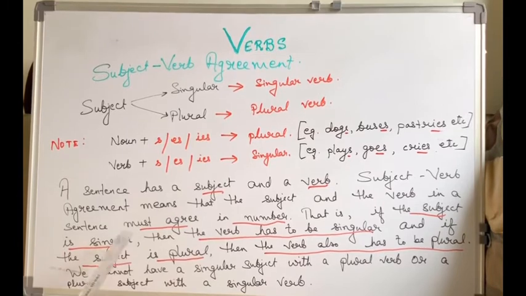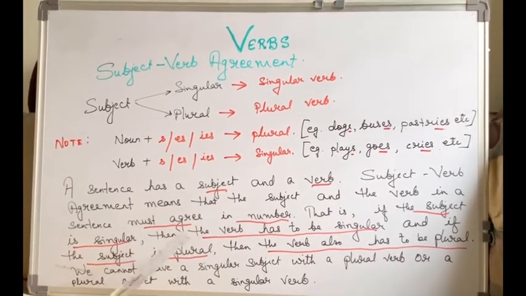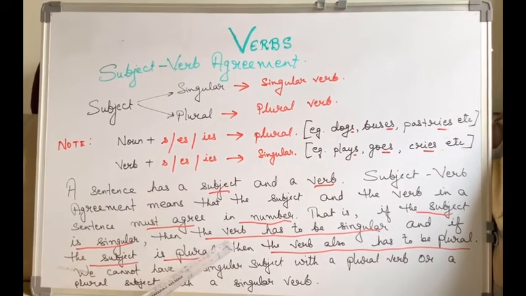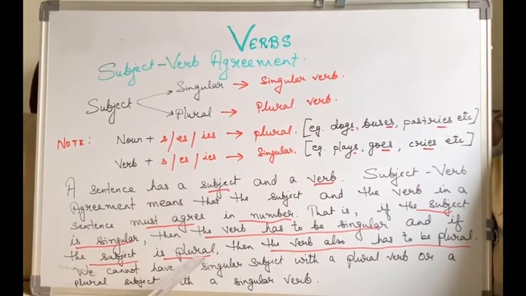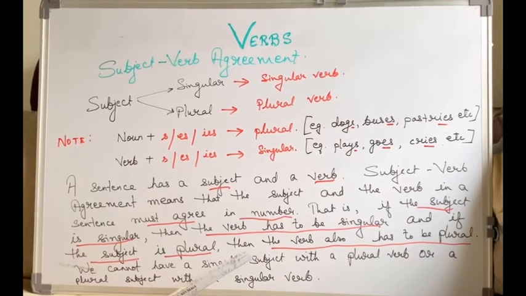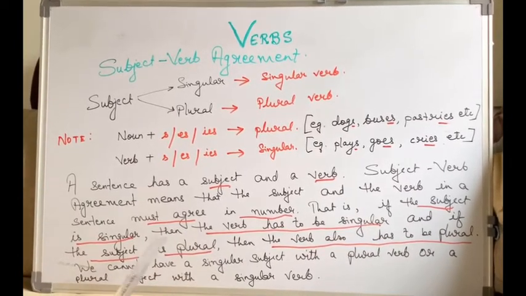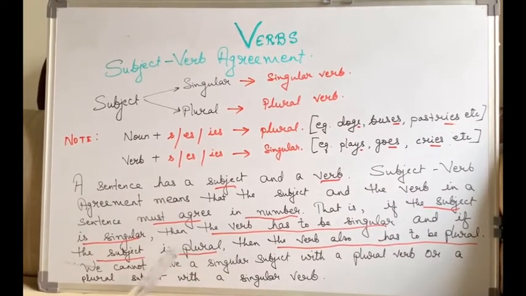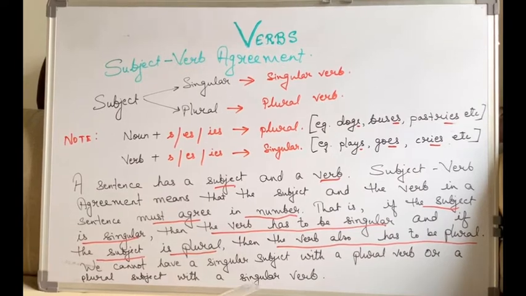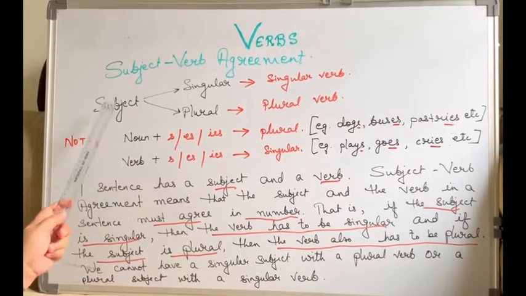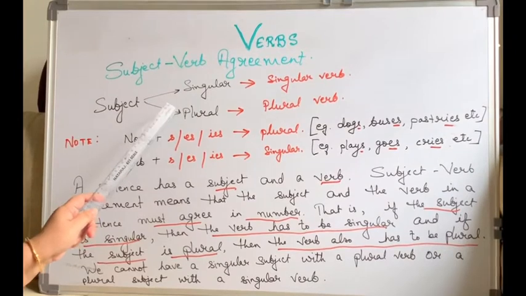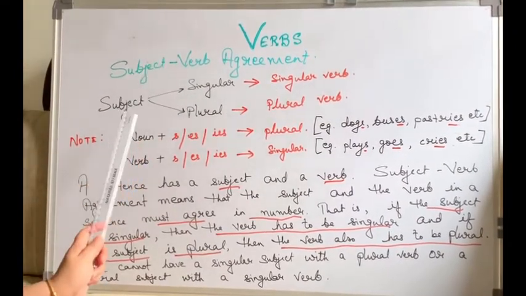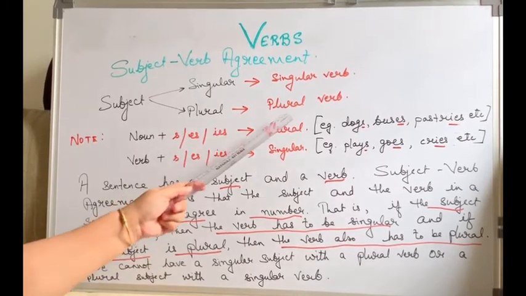That is, if the subject is singular, then the verb that is used with that subject in that sentence has to be singular. And if the subject is plural, then the verb which is used is also plural. Remember that we cannot have a singular subject with a plural verb or a plural subject with a singular verb. Now see, the subject can be singular or plural. As I said, if the subject is singular, we have to use a singular verb, and if the subject is plural, we have to use a plural verb.